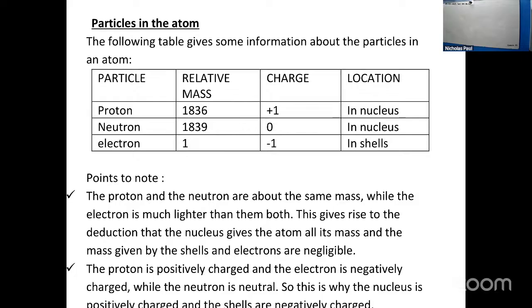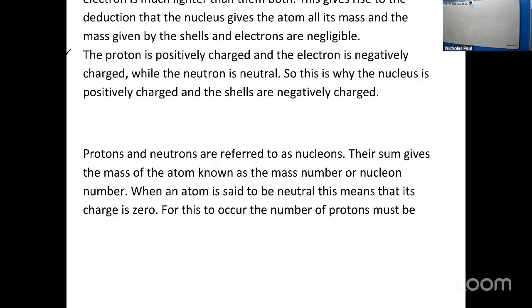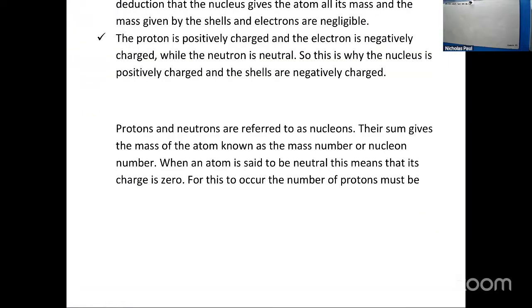The only thing that's a little bit different in physics is this. In physics, we call protons and neutrons nucleons. Anybody remember what you get when you add up protons and neutrons? The mass number, yes. So in physics, they might ask what is the nucleon number. So mass number means the same as nucleon number.